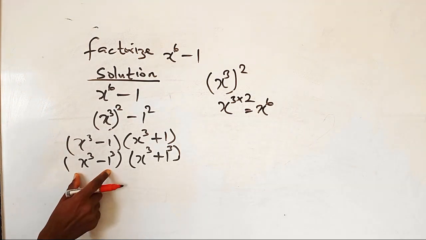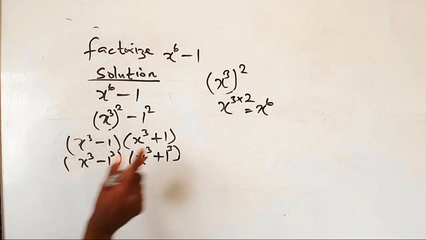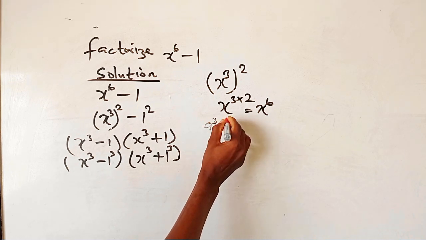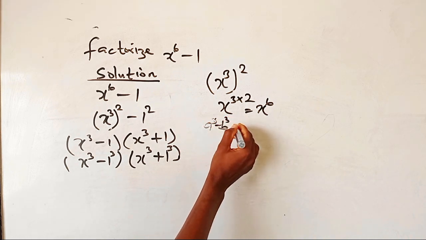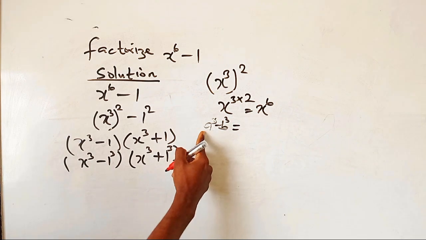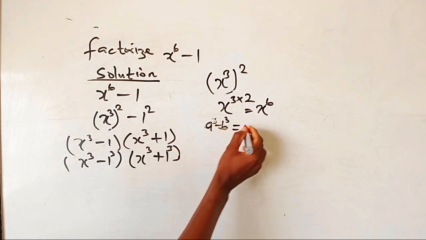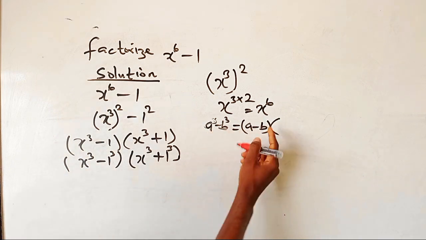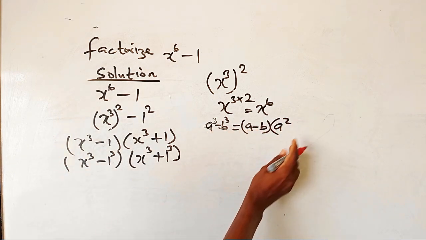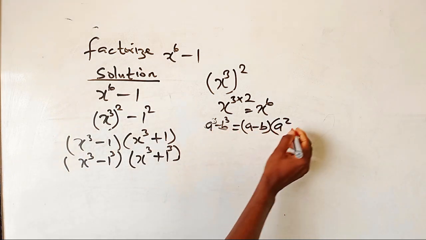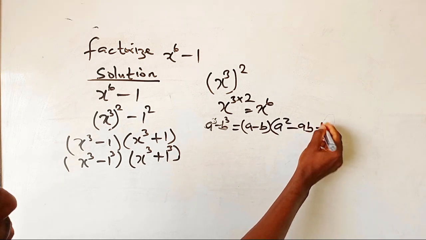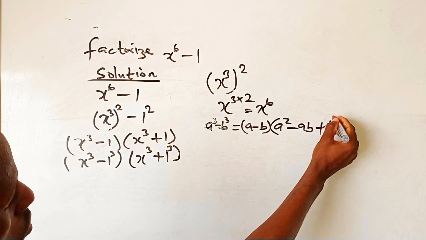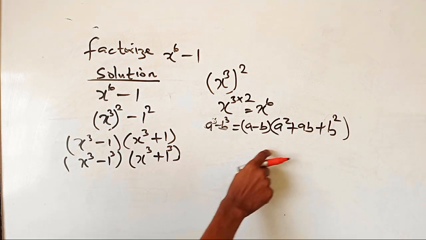So what's the algorithm behind the difference of two cubes? Let's say we have a raised to power 3 minus b raised to power 3. To apply the difference of two cubes, we have a minus b. For the first one, we have a squared. Then we multiply these together, so we have plus ab, and for the last one, we have b squared. So it's addition.